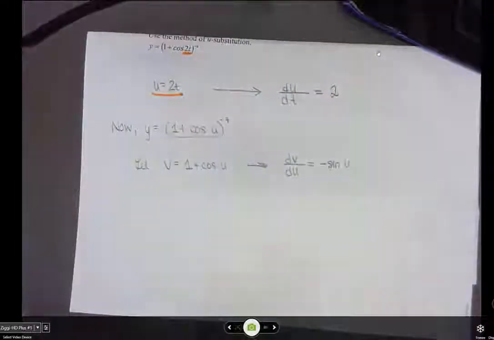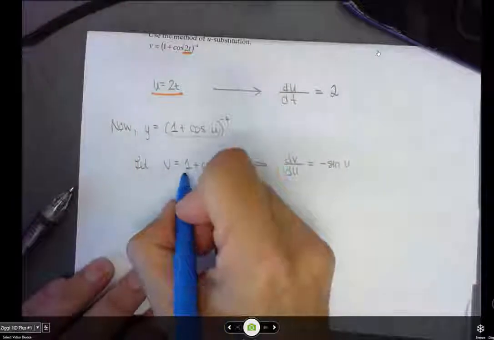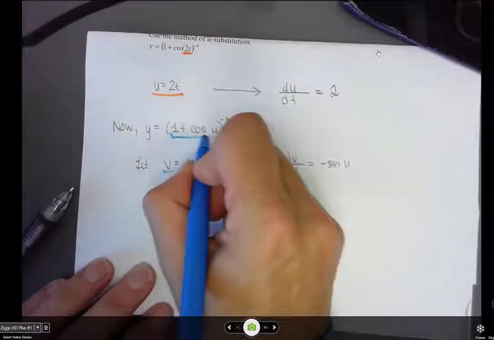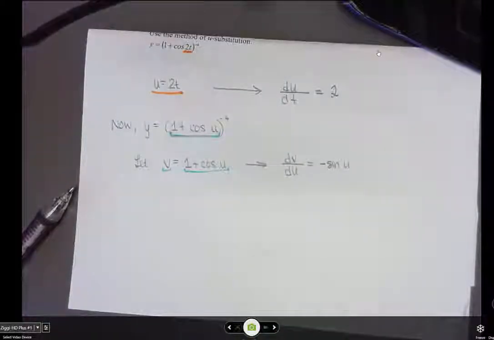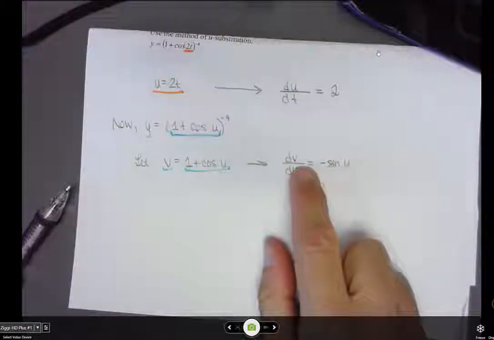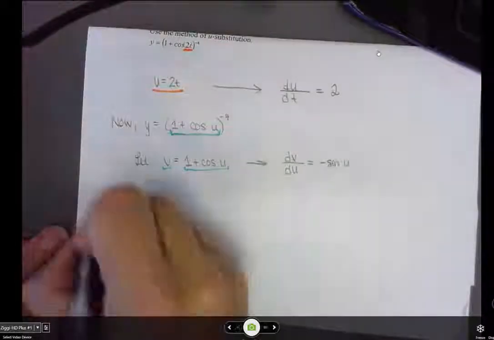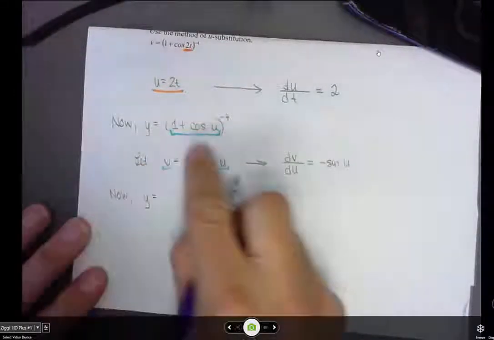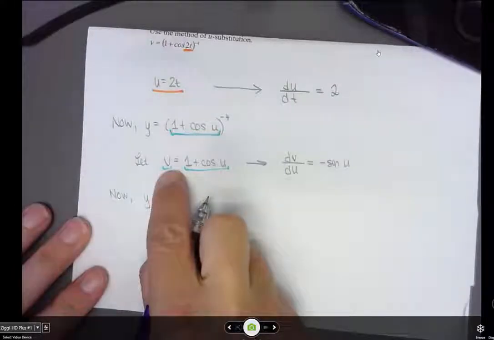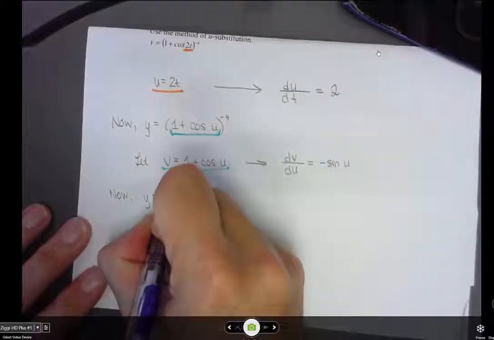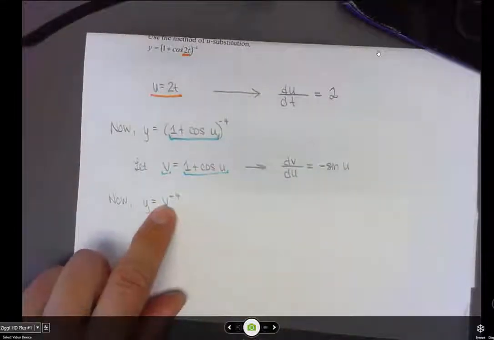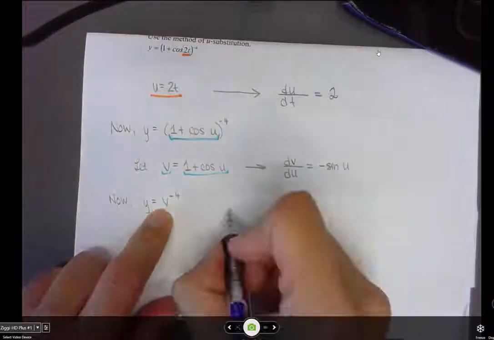Okay, and now wherever I have 1 plus cosine u, I'm going to replace that with v. So now, after you take the derivative, now you go back and rewrite the function again. So now, y is equal to, this whole thing is being replaced with v. So v to the negative 4. And now it's just power rule. There's not an outside function and an inside function in this, so I'm ready to take the derivative.